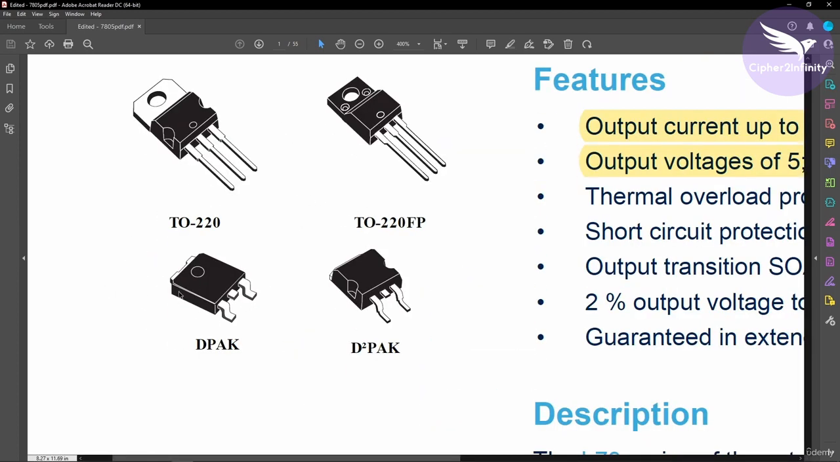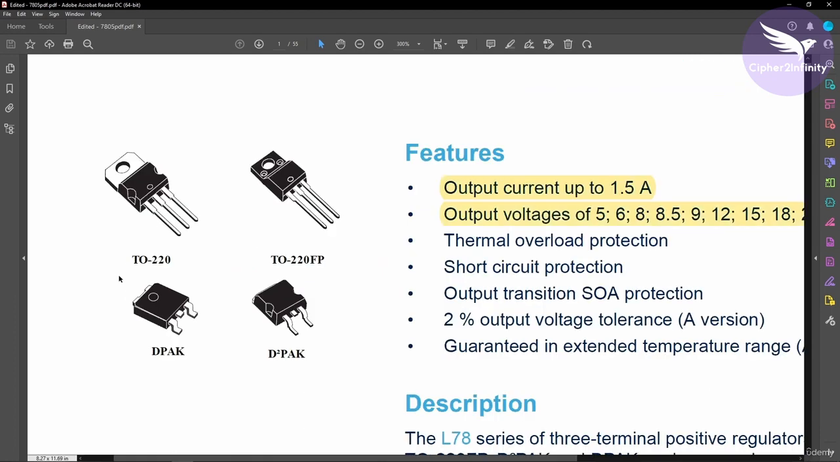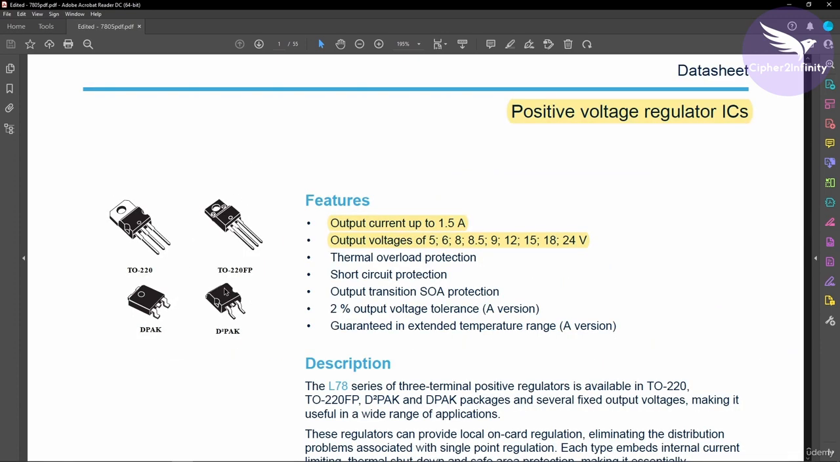After that, you can see these are the different packages in which this particular IC is available, but we are not using any of the packages mentioned in this datasheet. Instead, we are using a TO-252 package. Although TO-252 is not available in this datasheet, the specifications for that package are going to be the same, so we can refer to this datasheet.